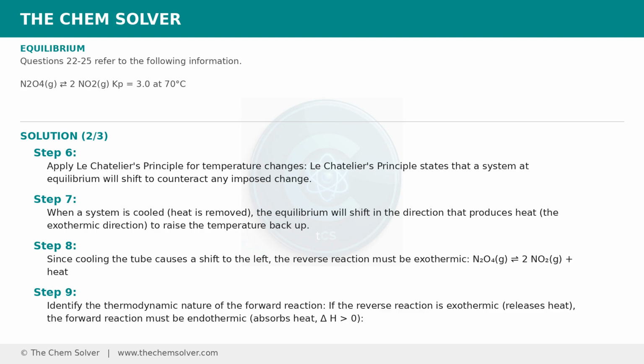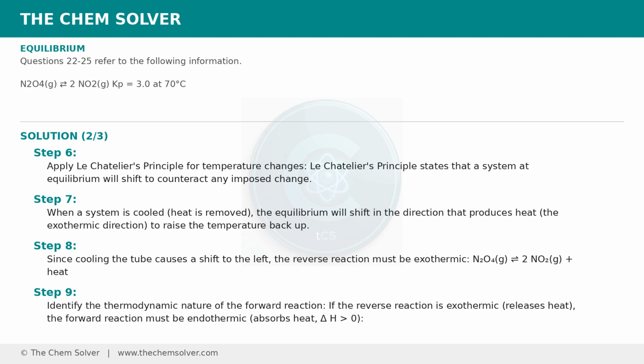Apply Le Chatelier's principle for temperature changes. Le Chatelier's principle states that a system at equilibrium will shift to counteract any imposed change. When a system is cooled, heat is removed. The equilibrium will shift in the direction that produces heat, the exothermic direction, to raise the temperature back up. Since cooling the tube causes a shift to the left, the reverse reaction must be exothermic. N2O4 is in equilibrium with NO2 plus heat.